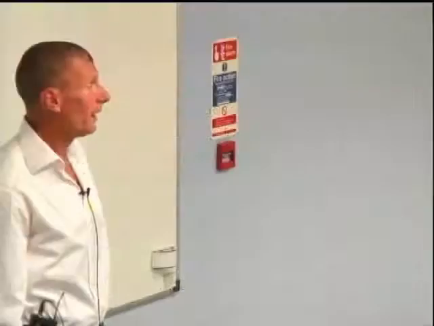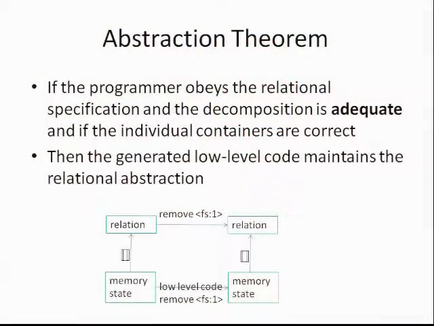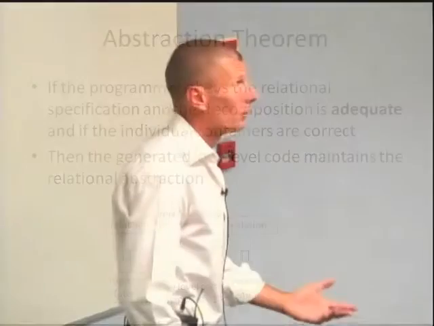You have this memory state. You apply this low-level operation. You abstract it. You get this relation. And in fact, it's the same relation which is represented. So the diagrams commute. So we prove that, in fact, it is correct, and it's correct by construction.